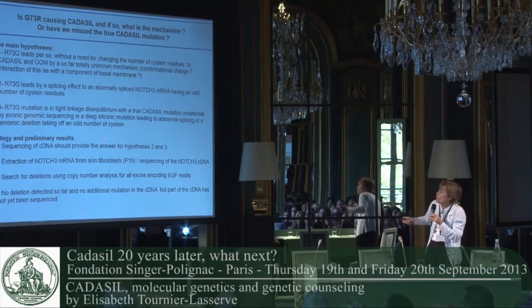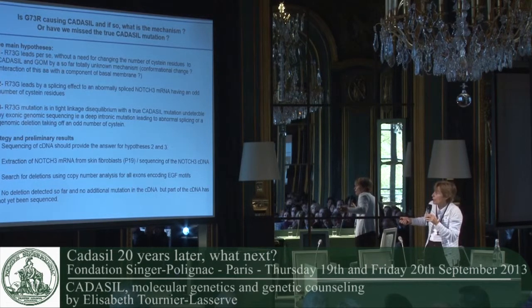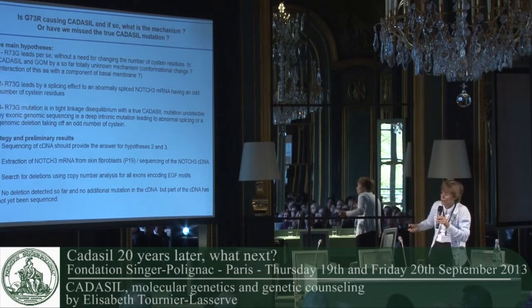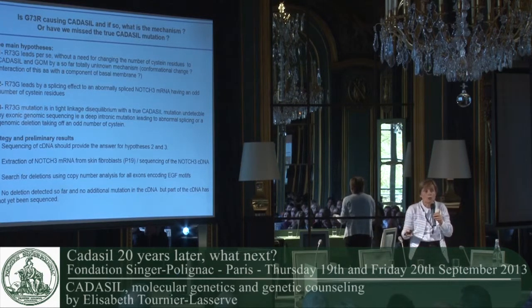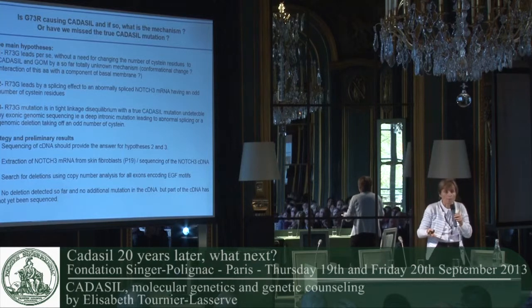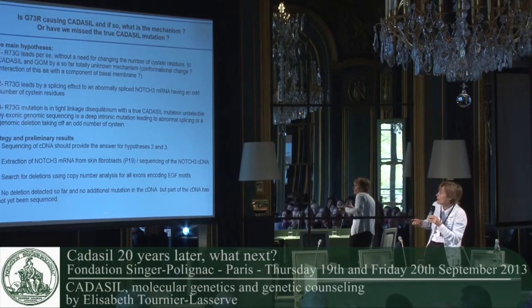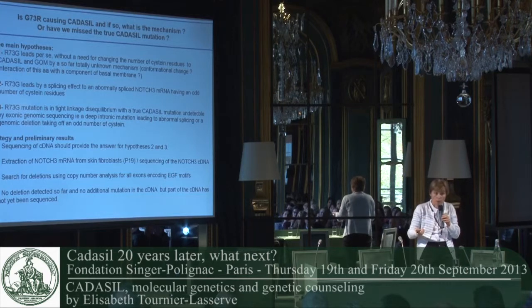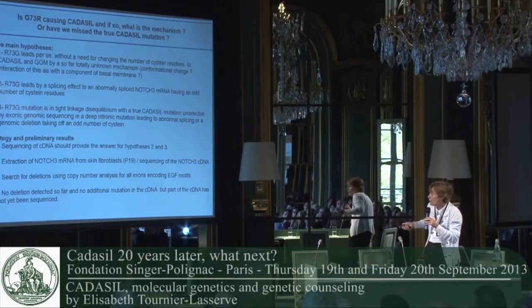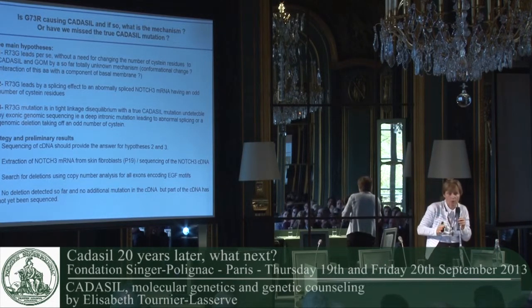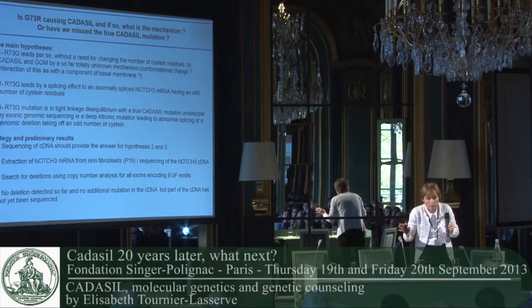So we are currently sequencing the cDNA, which would provide the answer to these two questions, and we do that using messenger RNA from skin biopsy fibroblasts. The Notch3 gene is clearly expressed, and there's no problem. For the moment, Carol is doing it, and we have not found any mutation in the messenger RNA. We have not detected a deletion so far. But we still have a little part of the cDNA to sequence. So that's where we are right now.